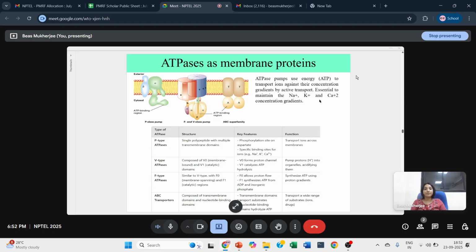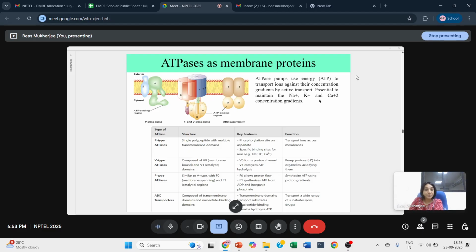And then there is the F-type ATPase. Similar to V-type, it has F0 and F1 particles, where F0 is the membrane spanning region and F1 is the catalytic domain. F0 allows proton flow and F1 synthesizes ATP from ADP and inorganic phosphate. This is the difference between V-type and F-type: V-type catalyzes ATP hydrolysis, but F-type synthesizes ATP using the proton gradients.